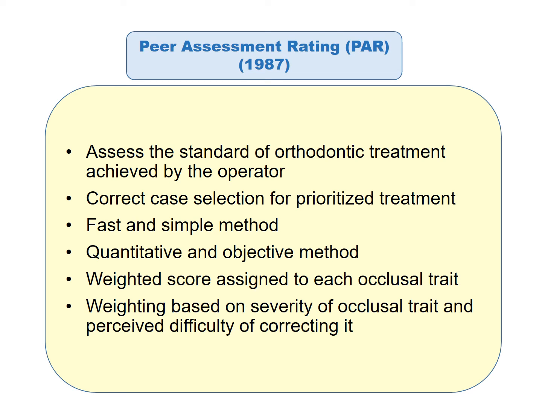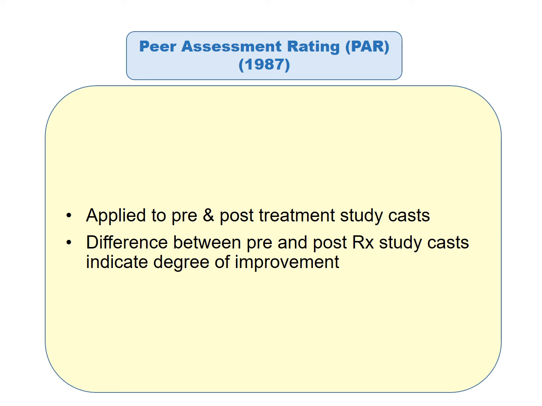It's quantitative and objective. Weighted scores are assigned to each occlusal trait, and this weighting is based on the severity of the occlusal trait and perceived difficulty of correcting it. Now, the PAR index is applied to pre and post treatment study casts. The difference between the pre and post treatment study casts indicates the degree of improvement.